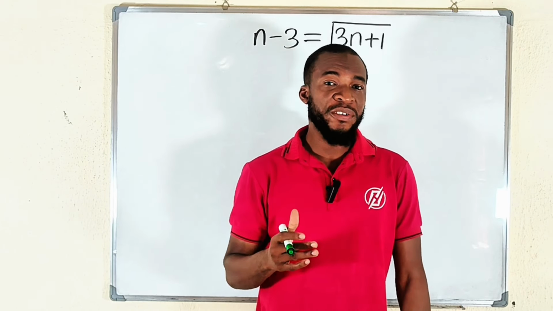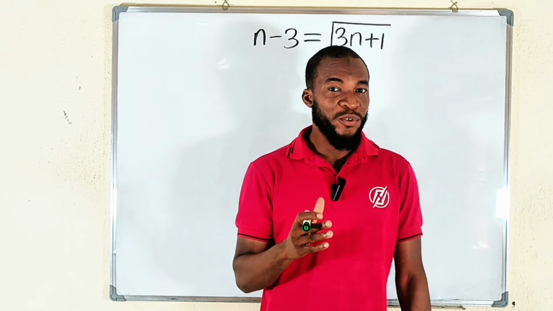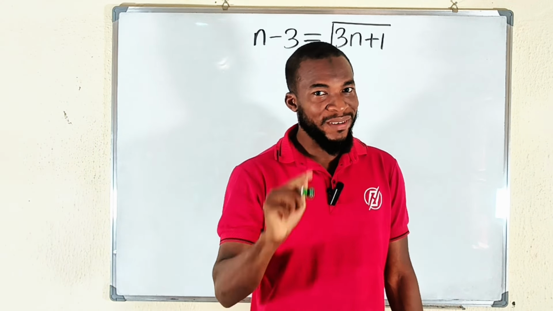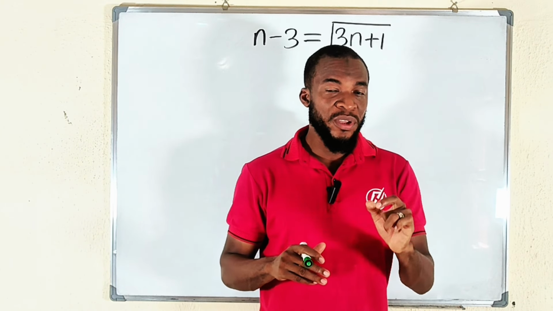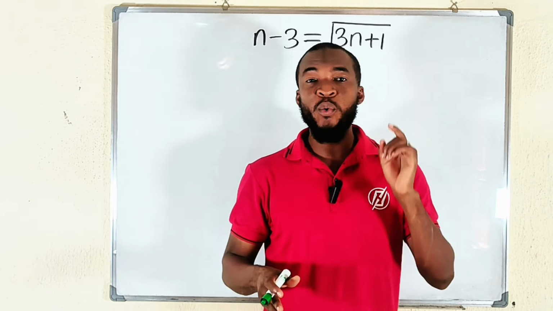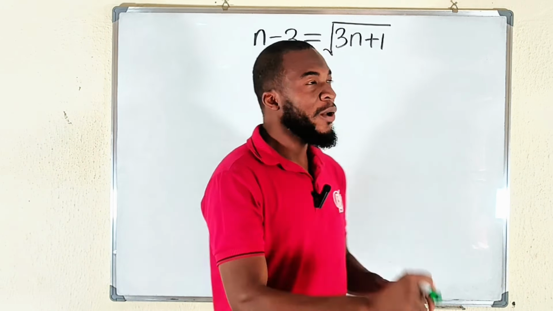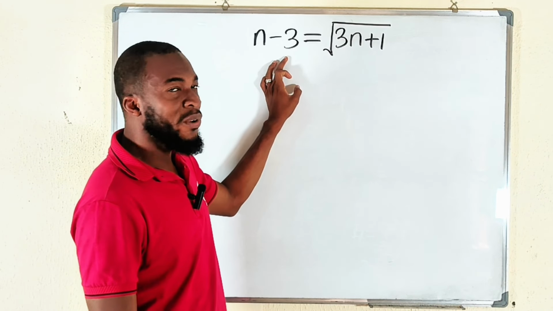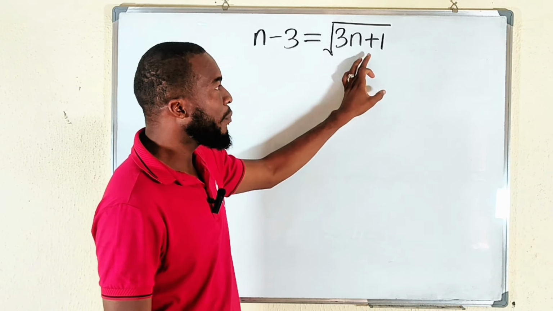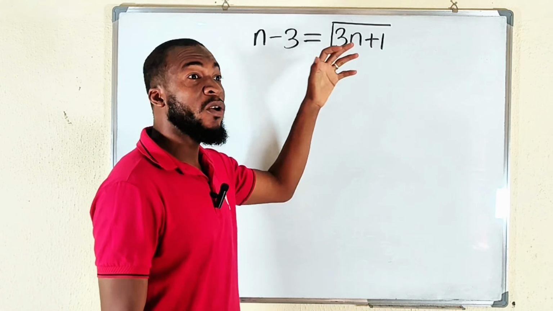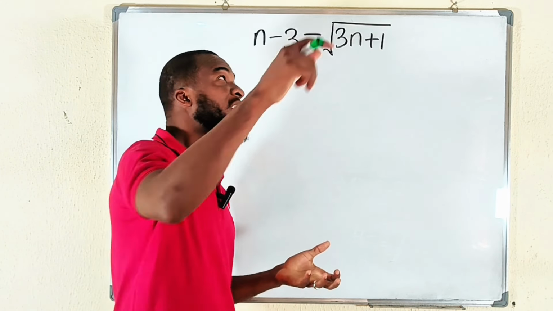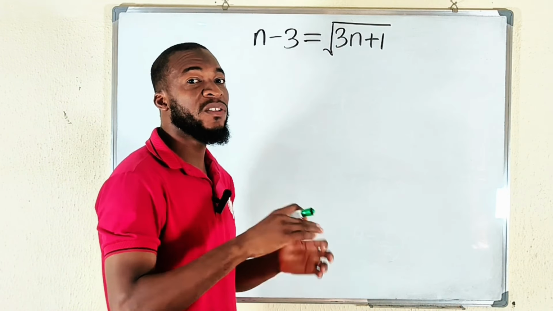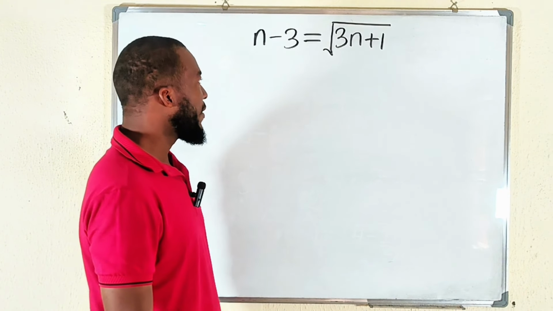What is an extraneous solution? An extraneous solution is also a solution. Take note of that. The problem is, an extraneous solution doesn't satisfy the original given problem. For example, we have n minus 3 equal to the square root of 3n plus 1. If we got an extraneous solution, definitely it will not satisfy this equation once you check back. All right, let's get started.